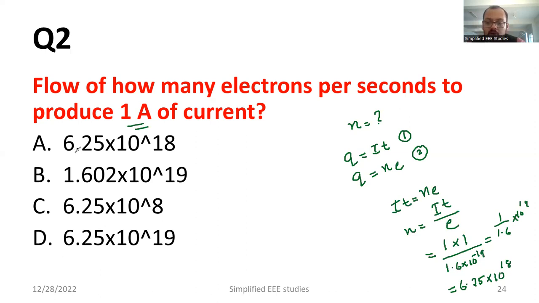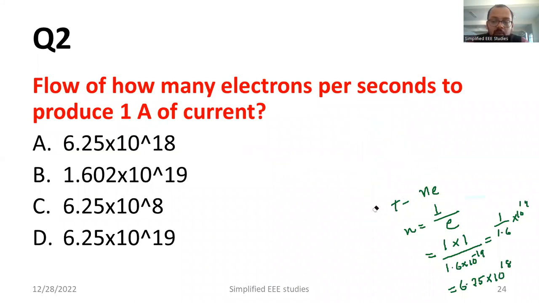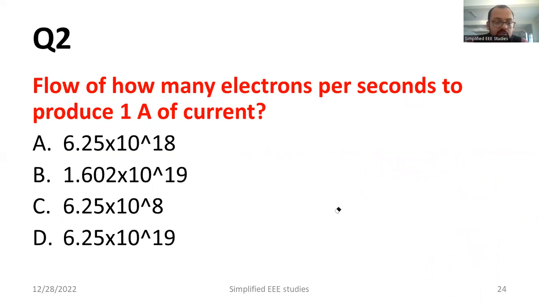So let us go for the first option. The first option is the correct one, 6.25 into 10 to the power 18. All right, now I'll be proceeding further. Let us have a brief discussion on other questions.